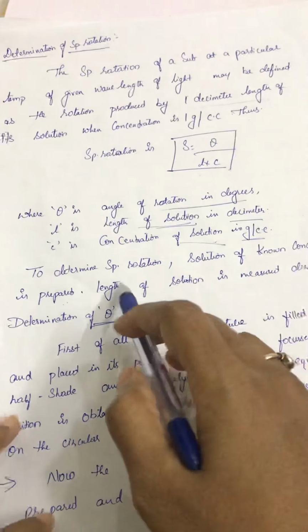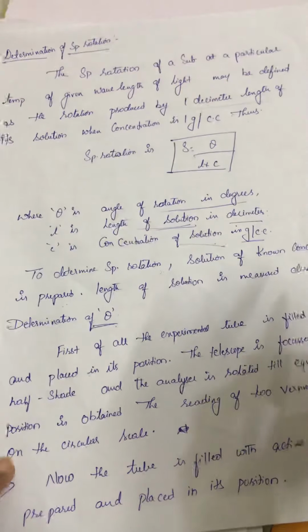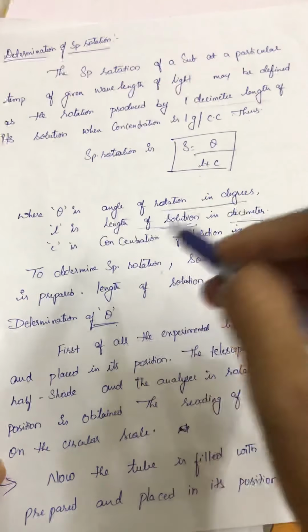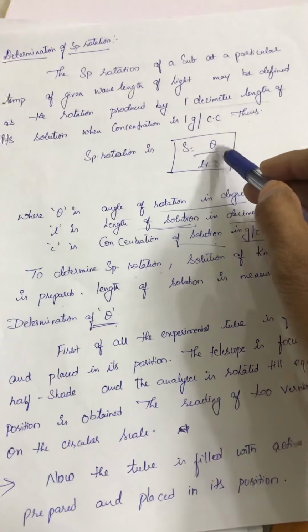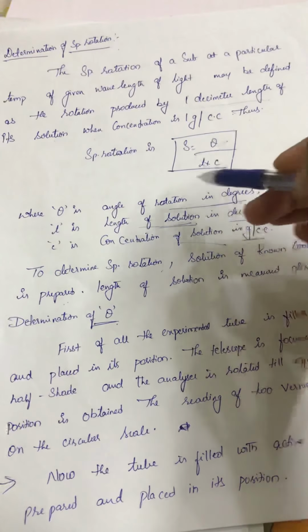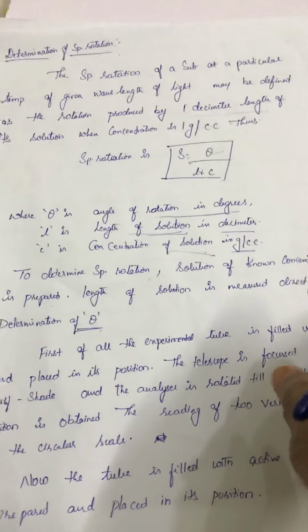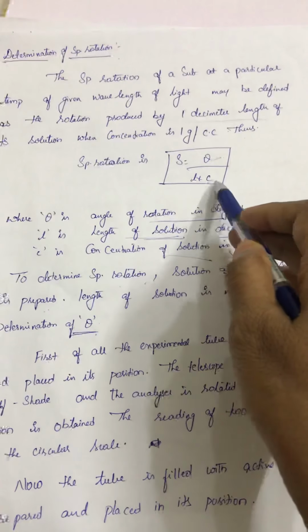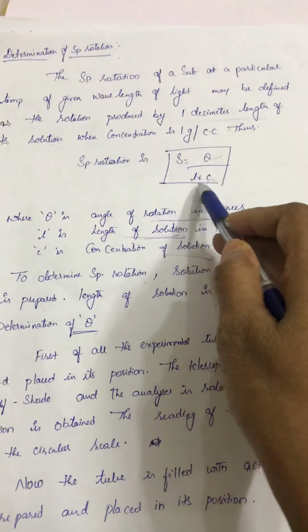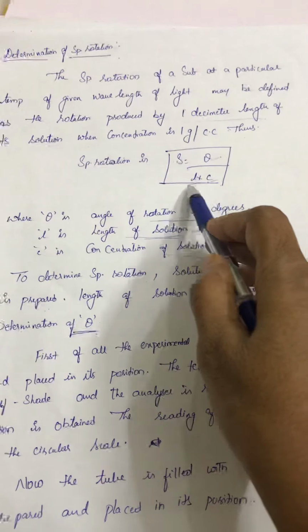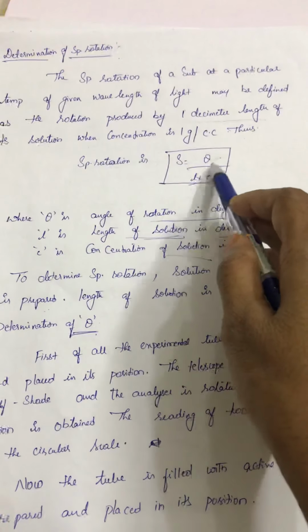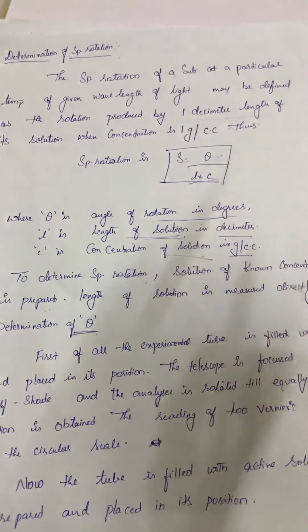So to determine the specific rotation, a solution of known concentration should be prepared. Means to know the value of theta, we have to prepare the solution. So we know the concentration of that solution and we can directly measure the length of the solution. Now we are going to find out the value of theta.